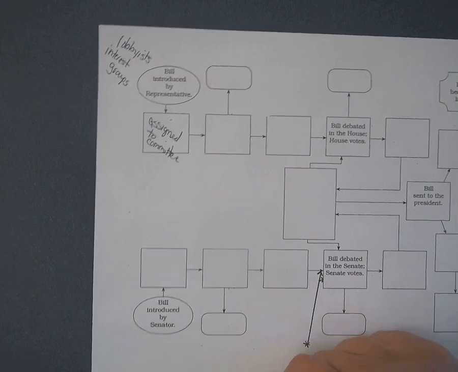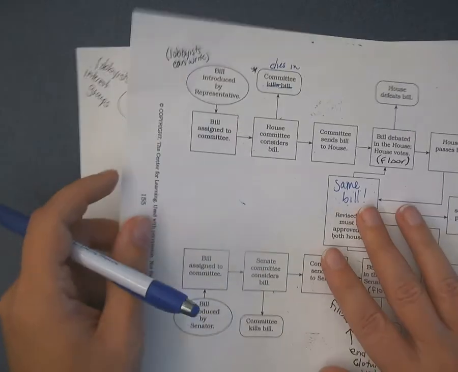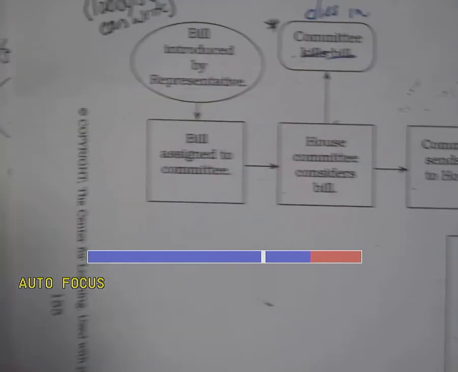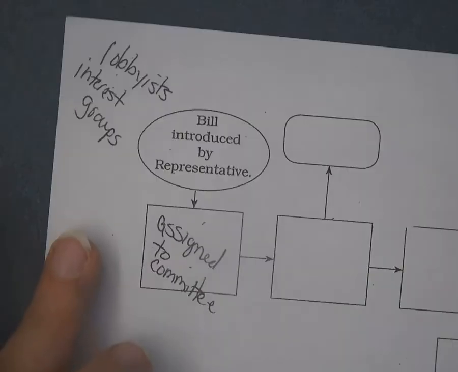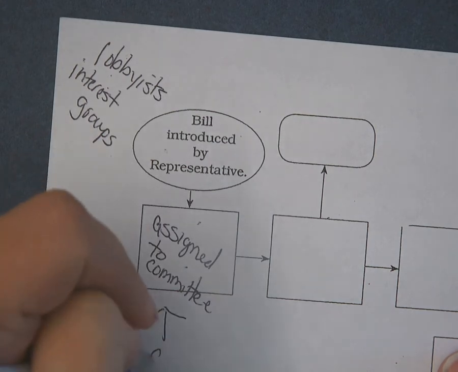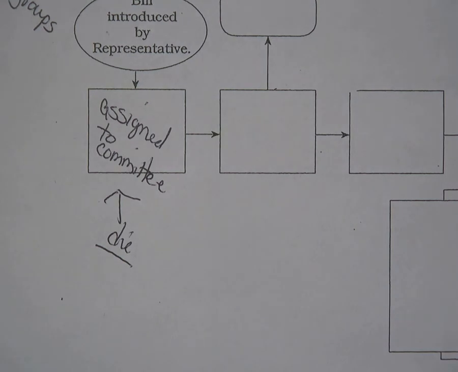From there, most bills die. Actually, I'm going to write it on here. Most bills die in committee. They never leave committee, and you need to know that. It's the number one occurrence for a bill: what happens to it is it dies in committee. It goes to a committee and it's not talked about, not discussed.